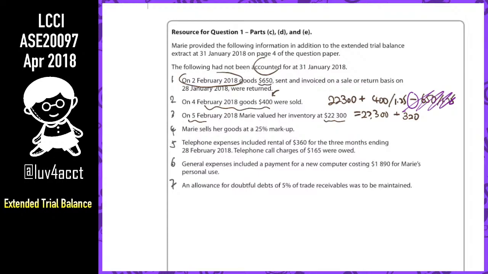I can just say if they want to deduct it, that means at the end of the year you have not counted it as well. Anyway, I'll keep this answer: 22,320, 22,620. This is my answer.